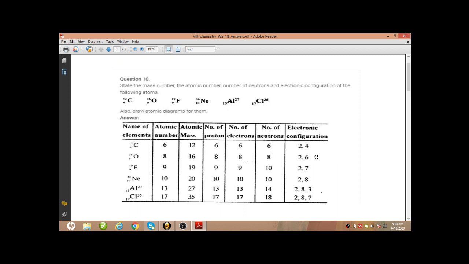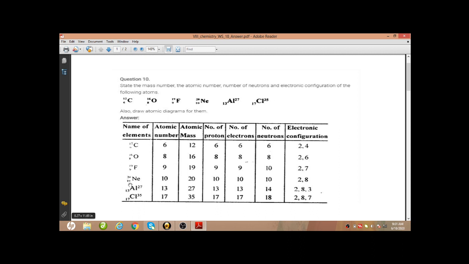Next, for fluorine, 19, 9. 19 is the mass number and 9 is the atomic number. So the number of protons is 9, the number of electrons is 9, and the number of neutrons is atomic mass minus atomic number, so it will be 10. We can write atomic mass or mass number, both are correct. Next, the electronic configuration will be 2, 7.